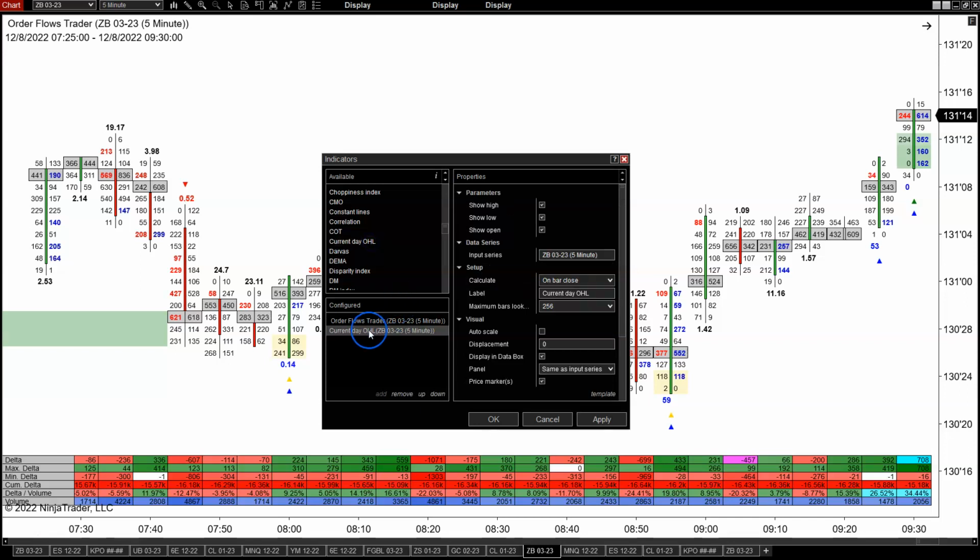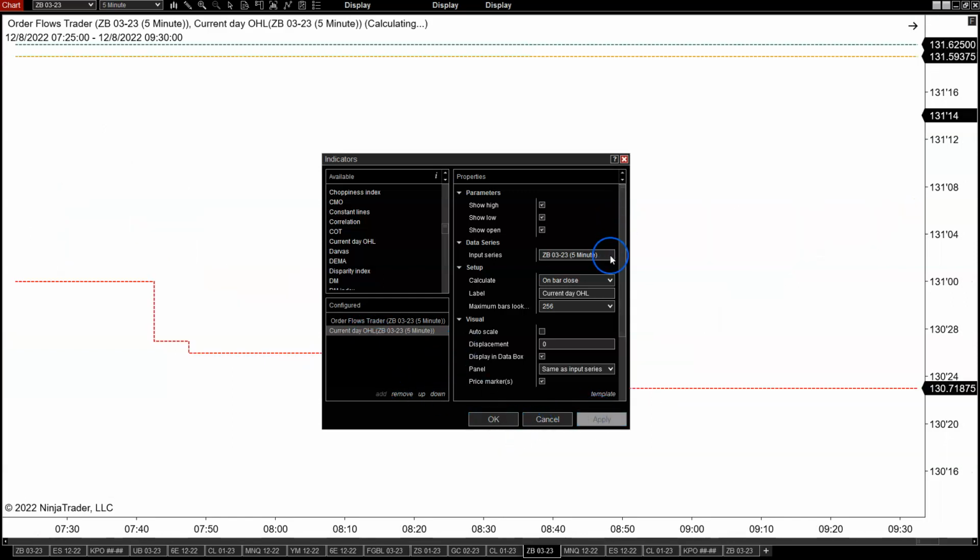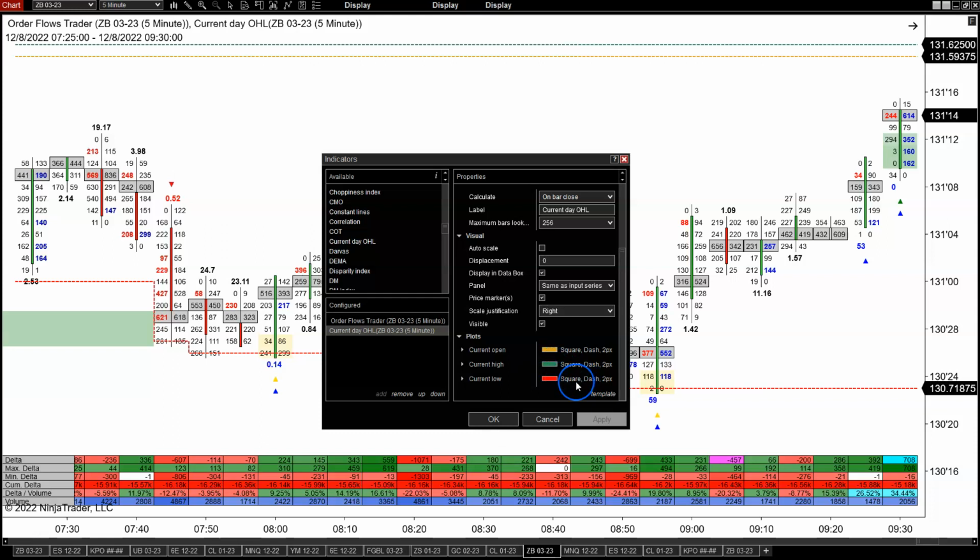You just click on it, make sure it shows up in the configured, and click apply, and it'll draw a red line for the low, a green line for the high for the day, and a yellow or goldenrod color for the opening price. It's just a great way to have a reference of where you're trading relative to the high or the low of the day, as well as the open.